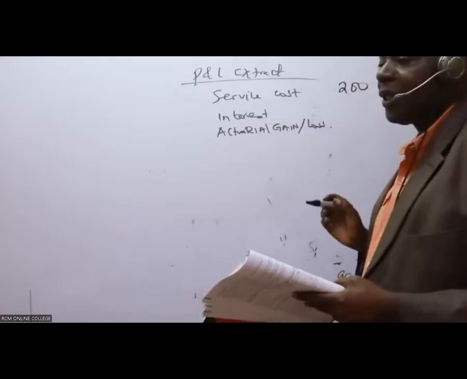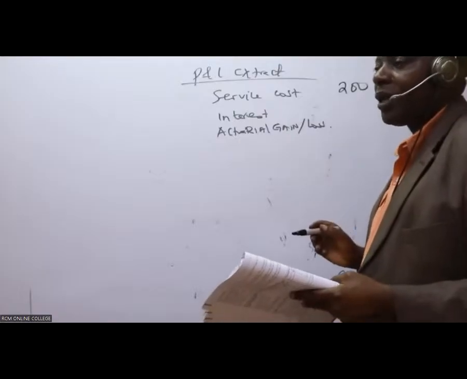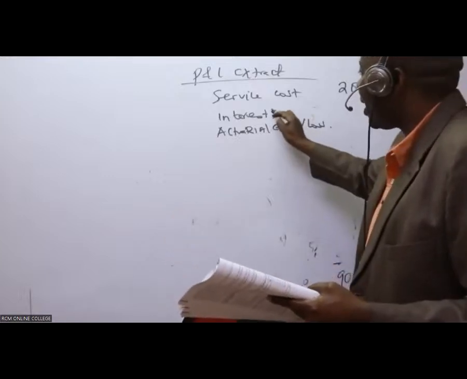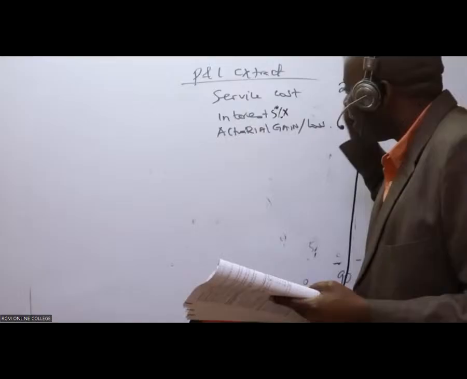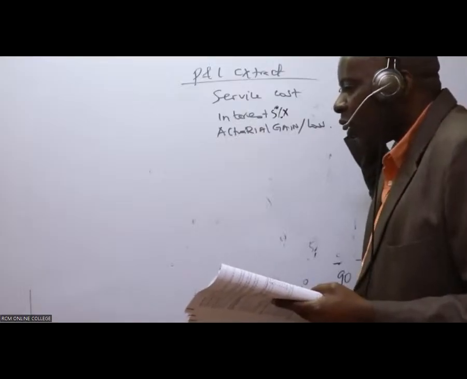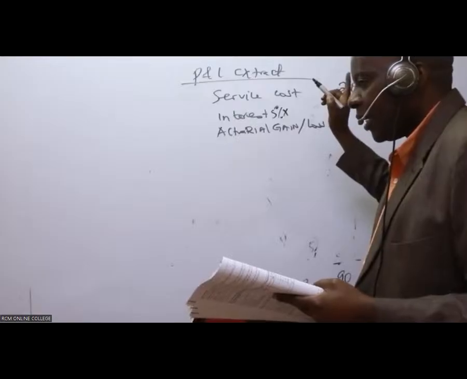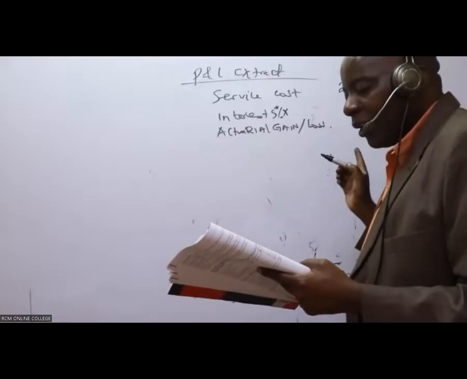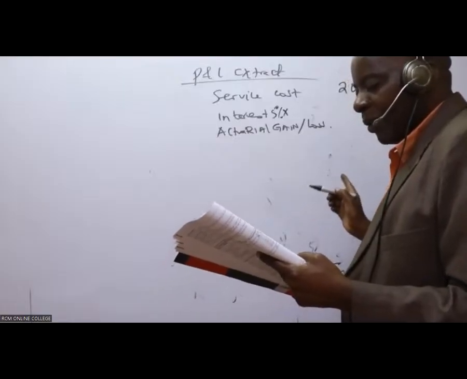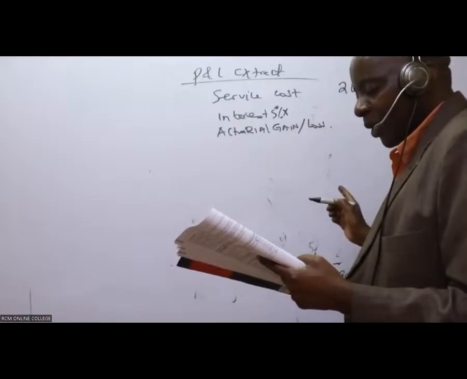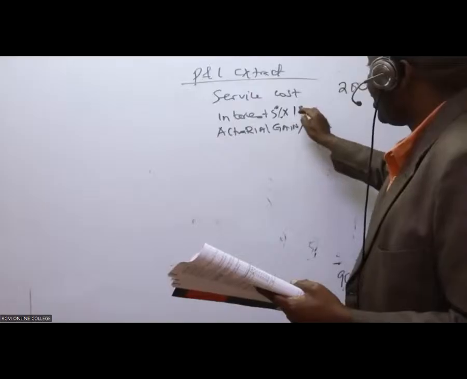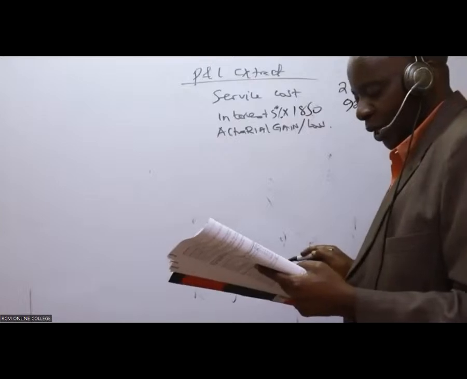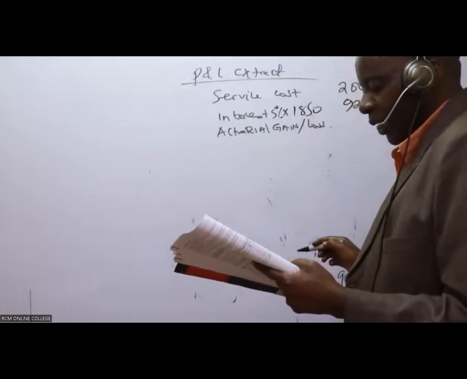How about interest? Interest, I should be able to take what times what. I can see the rate of interest there. It's 5% of the opening obligation. And the opening obligation, is there somebody who is able to see it here? We have 1850, isn't it? 1850, which gives me 92 point what, somebody? 92.5.